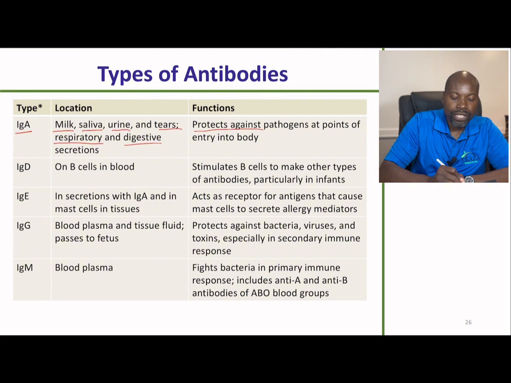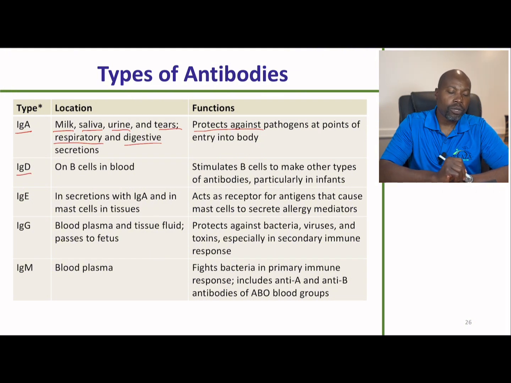Then we have IgDs, immunoglobulin class D, right? These ones are going to be found on B cells in the blood.